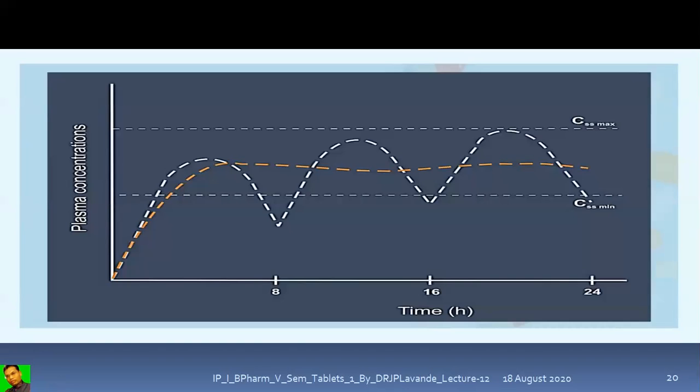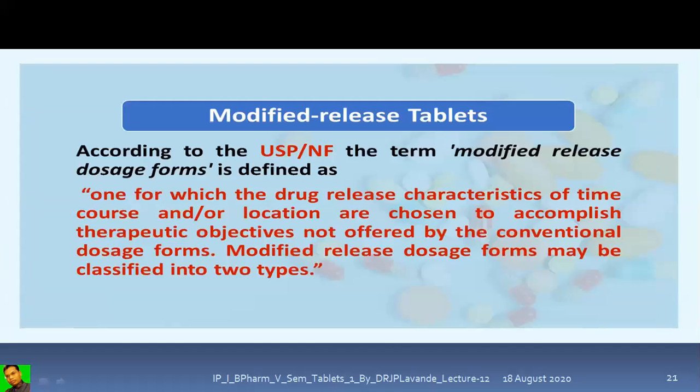So here you can see the time versus plasma concentration graphical representation. Again, there is no need to explain, because we have already gone through this. This is CSS max, this is CSS min, and here you can see there is a continuous level of the drug in case of the sustained release or controlled release formulation, whereas this is the conventional tablet in which we keep frequently giving the dose of the drug, where the concentration goes below the minimum concentration. So what are the modified release tablets?